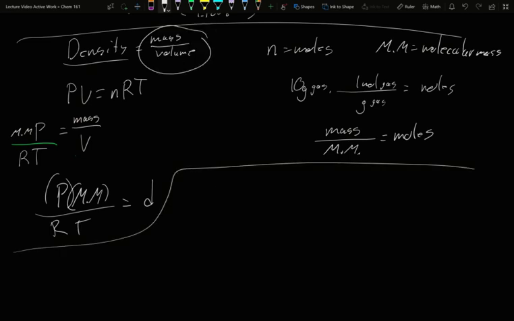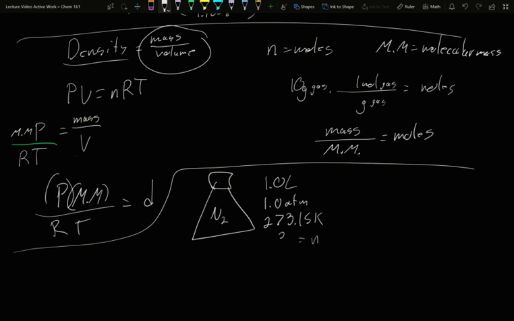Let's do an example. Let's say I have a beaker and we fill it with nothing but N2. It's 1 liter in size. The pressure today is 1 atmosphere. It's freezing, 273.15 Kelvin. If I wanted, I could solve the moles. I could say, hey, how many moles is that? And I could find the weight of it, and then I could plug it into the 1 liter.